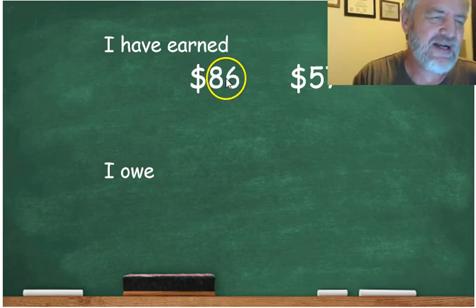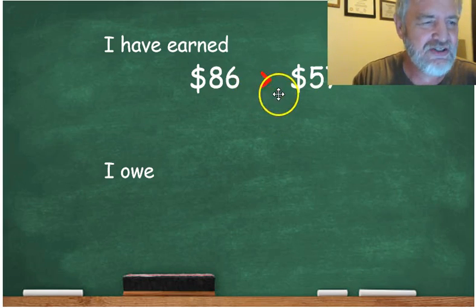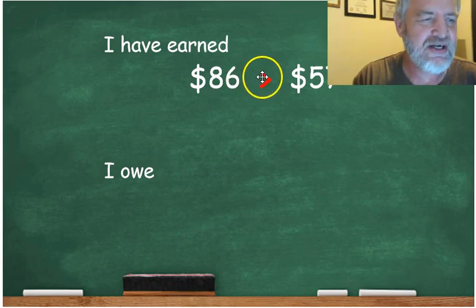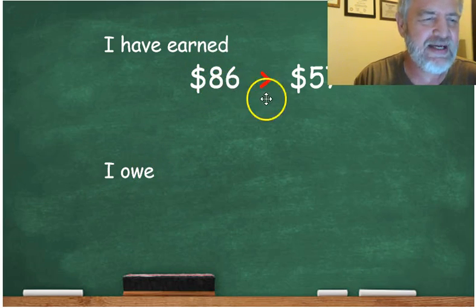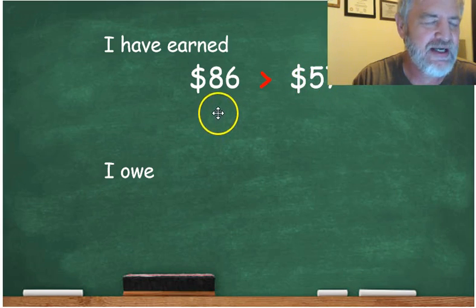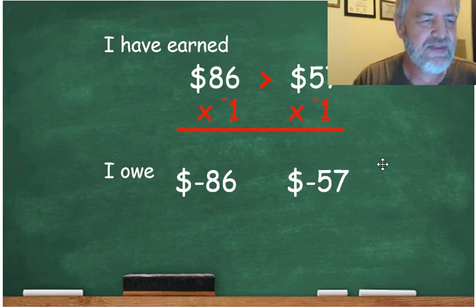Talking about money, if I tell you I have $86 and you have $57, in other words, I have more than you do, I could show that with the symbol. The larger end of the symbol is towards the larger number. But if I want to talk about owing money, maybe the way I can represent that is to multiply this by -1, multiply this by -1, so that the numbers are negative numbers.